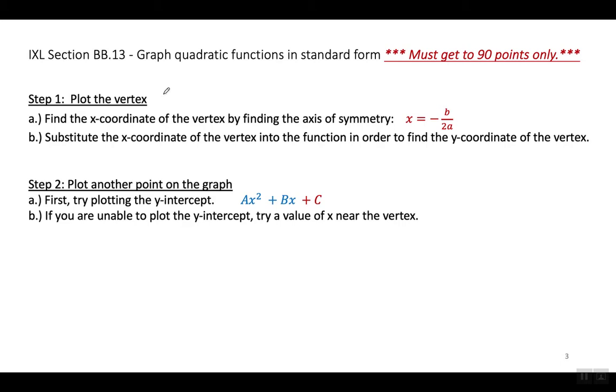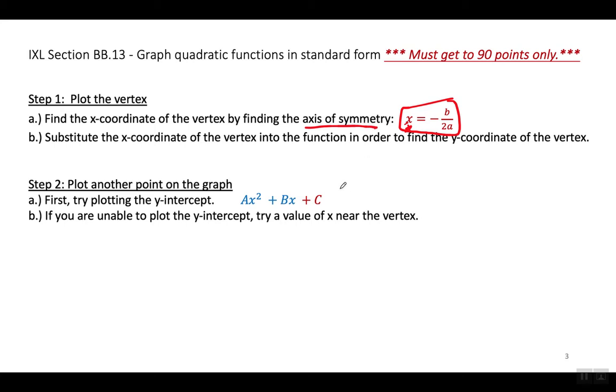This is what I'm going to do on every single one. First, I'm going to plot the vertex like the instruction says, and then I'm going to plot another point on the graph. Now, how am I going to plot the vertex? The way I'm going to plot the vertex is by first finding the x coordinate of the vertex by finding the axis of symmetry. How do I find the axis of symmetry? Using this formula. If you forgot how to do it or you never did it, I'll go over it in a second. But I'm going to use that formula to find the x coordinate of the vertex, because the x coordinate of the vertex is the same as the axis of symmetry.